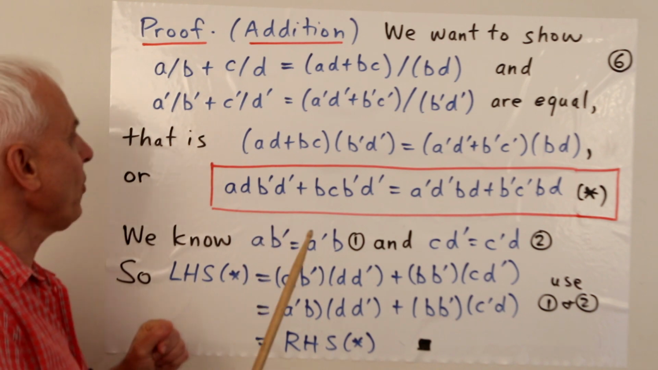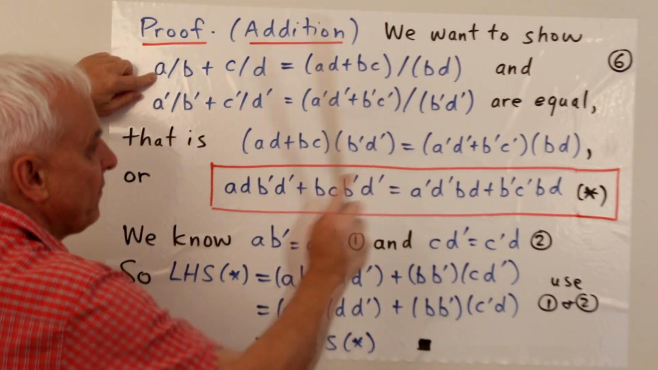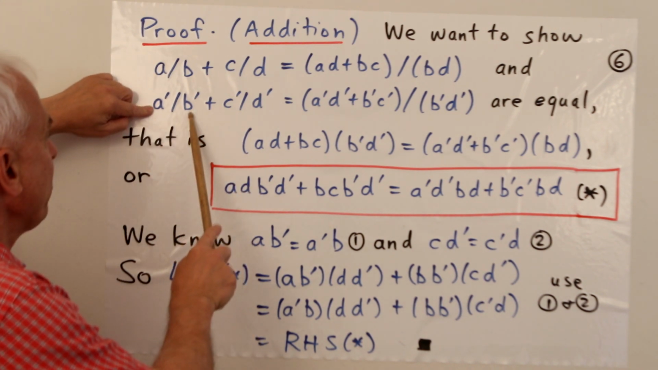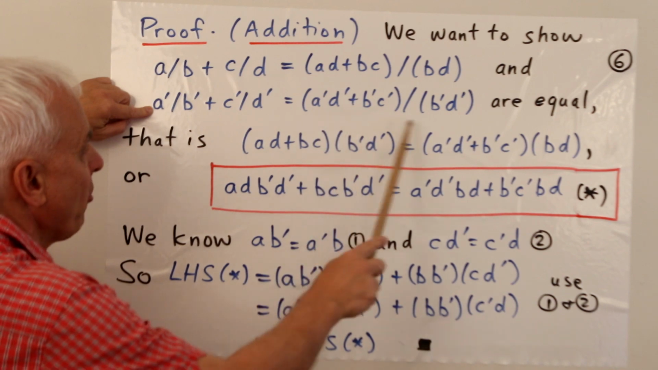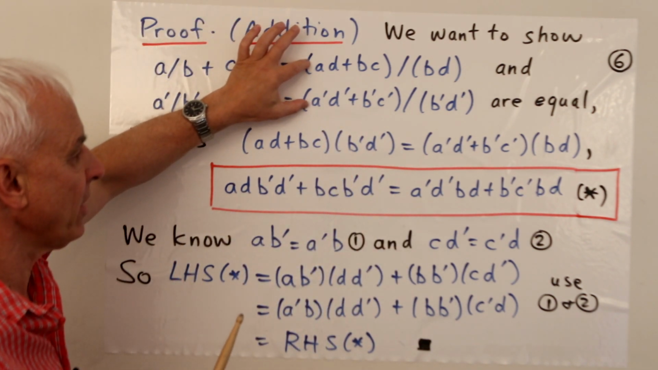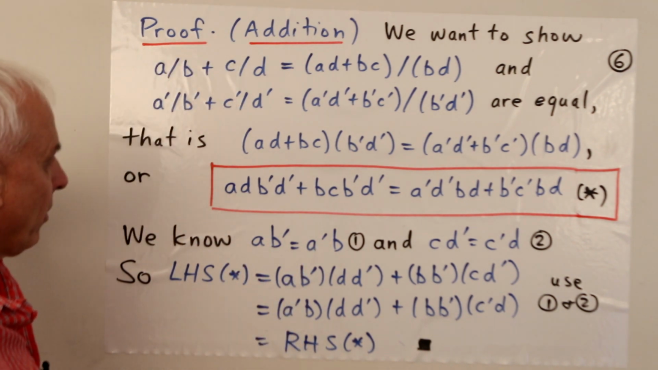So we want to show that here's A over B plus C over D, and that's the form of it, using the rule of addition. And here's A prime over B prime plus C prime over D prime, the form of it with respect to addition. And we want to show that these two things are equal, assuming as before that these two are equal and these two are equal.